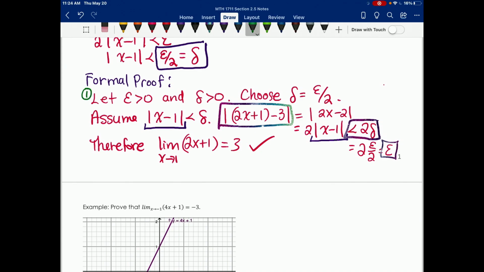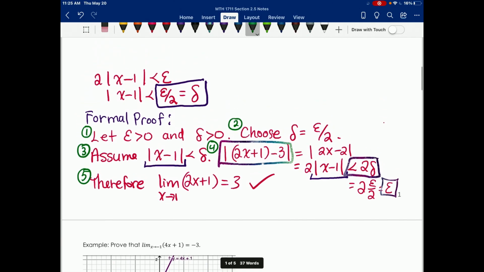So the first step is to say that epsilon and delta are greater than 0. The second step is to state what you chose for delta. The third step is to state your assumption. And the fourth step is to show that the distance between the value of the function and the limit is less than epsilon. And then the last step is to state, therefore, we have this limit. So we have those 5 steps.